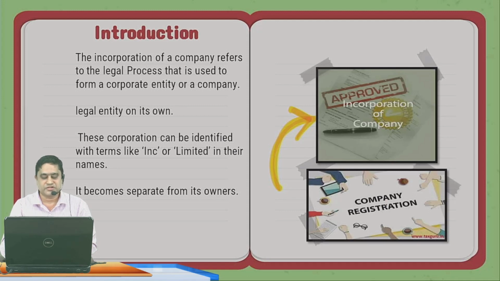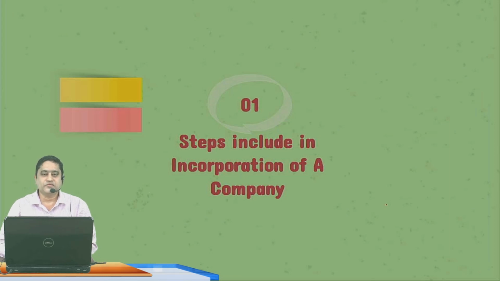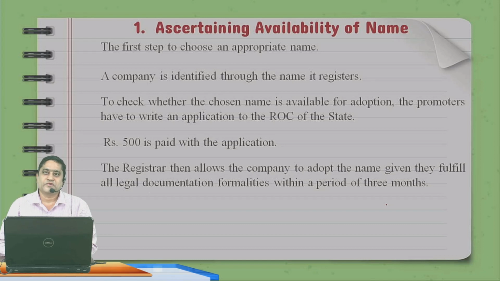The company has to register itself. The first step includes incorporation of the company. As you know, for any company they have to start with the registration of the name. The first step is to choose an appropriate name. The company is identified through its name in the register of names, which is maintained with the ROC.